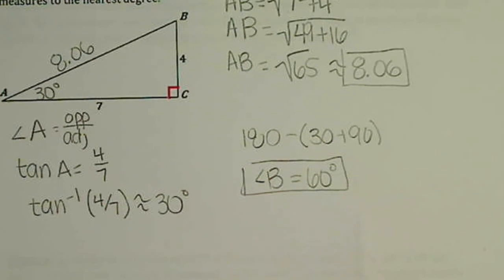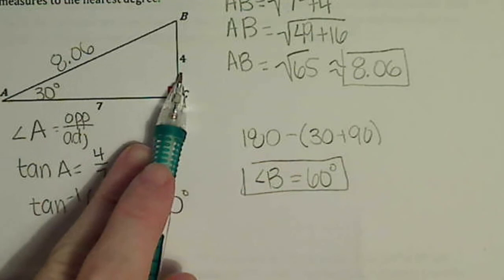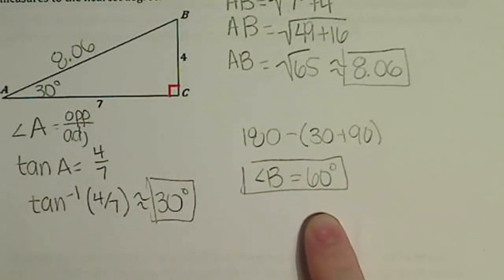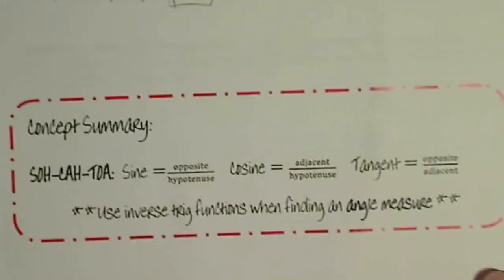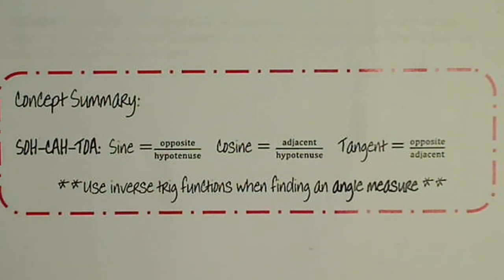Okay? And you can kind of see that 8.06 is almost twice as much. So remember, we rounded to the nearest degree. So pretty close to what we talked about last section. So again, here's our concept summary. Remember, Soh-Cah-Toa. And remember, inverse trig functions are used to find an angle measure.